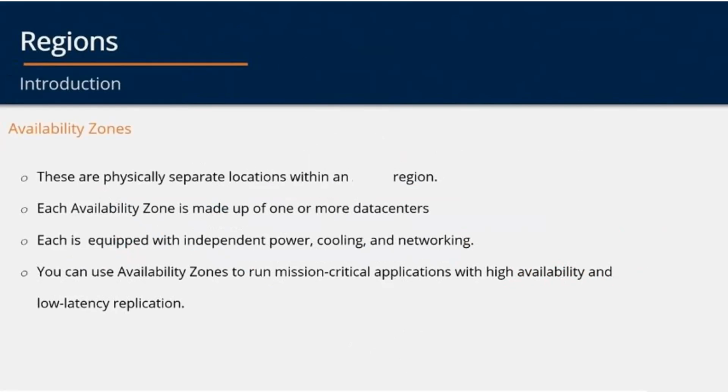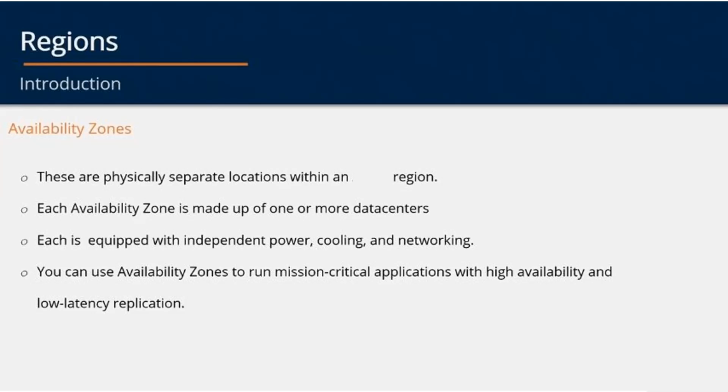So zones are physically separated locations within a region, or in other words, a group of zones is a region. Each zone is made up of one or more data centers, a group of data centers. Each is equipped with independent power, cooling, and networking. In other words, these are things we don't need to worry about. In a slightly enterprise world, these become very, very important that the companies maintain these things. And for the businesses, they don't need to worry about this kind of thing. That is what the main advantage is.